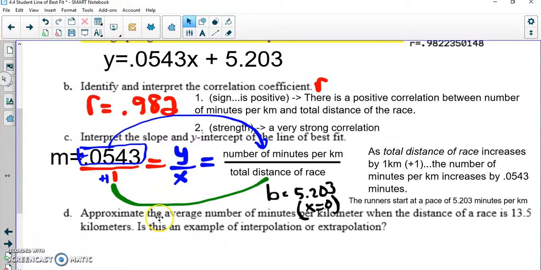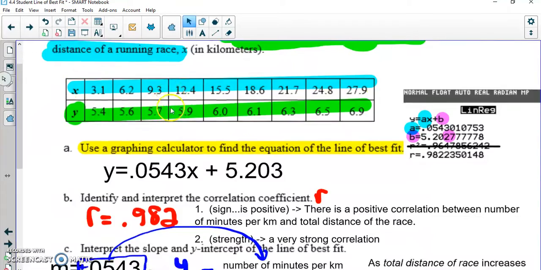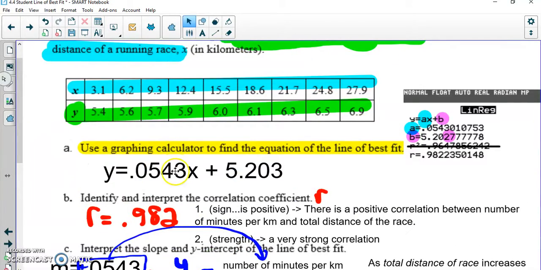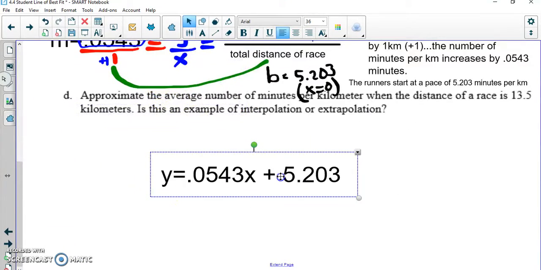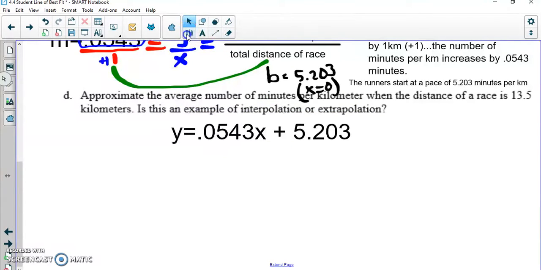So now we want to approximate the average number of minutes per kilometer when the distance of the race is 13.5. So we can see we don't have the answer to that in our data set. We have a bunch of different races, but we don't have any races that are exactly 13.5 kilometers long. So what they want us to do is take our equation and approximate what that pace would be.